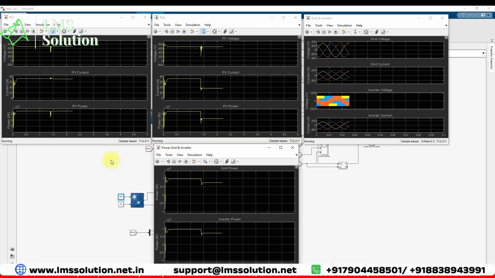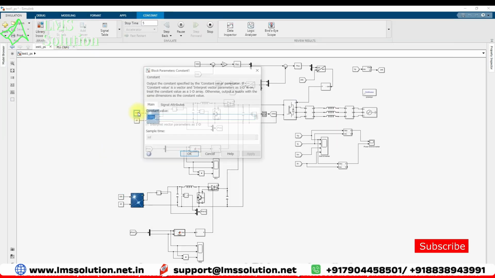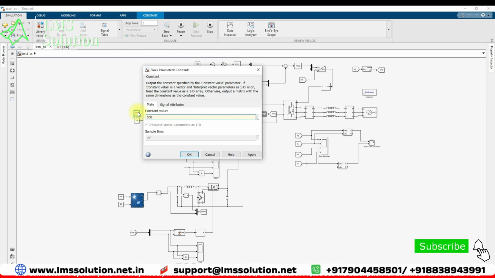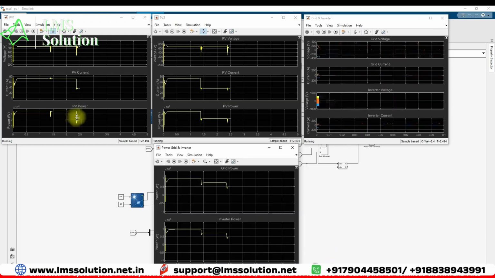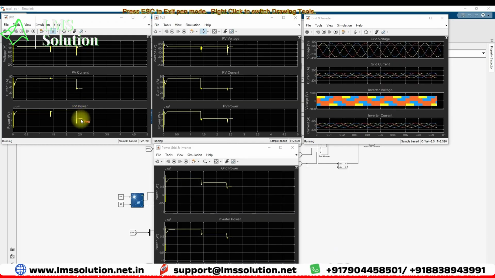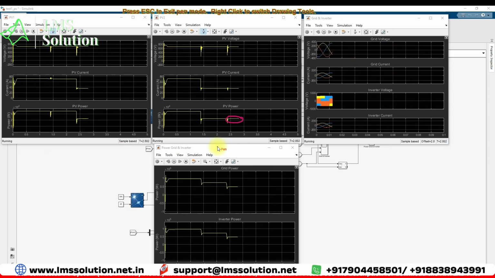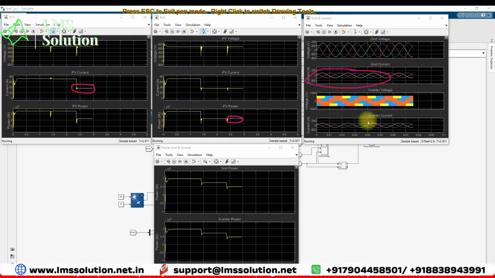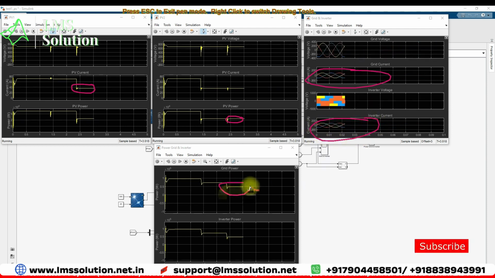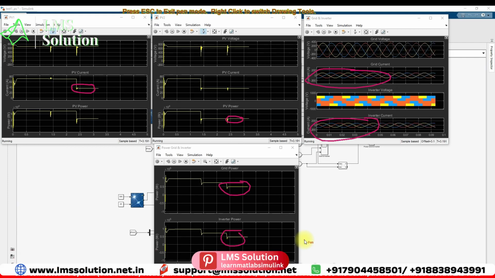So next I'm going to change the irradiation of the first PV array to 500 watts per meter square. So next you have to check the result. Now you can see that the first PV array power comes to around 50% of 48.97 kilowatts. Here also we are getting the maximum power at around 50% of 48.97 kilowatts. And also you can see that there is a reduction in the current in the first PV array, and there is a reduction in the grid current and the inverter current. The power is also reduced because of the change in irradiation to 500 watts per meter square in both the PV arrays.